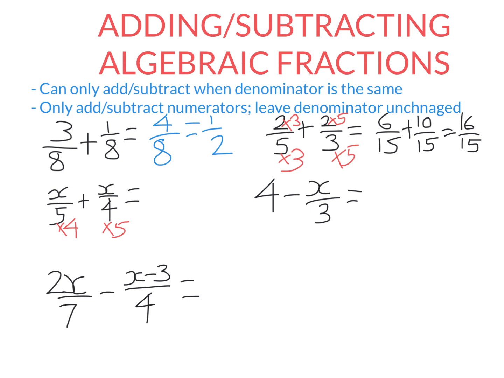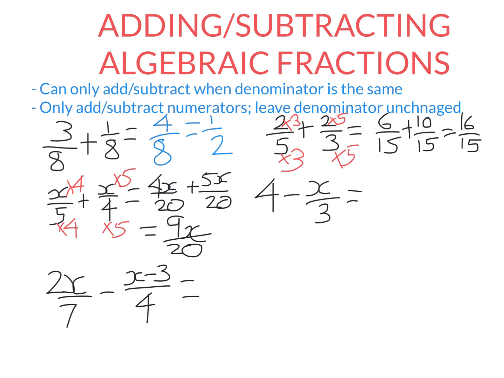So if I multiply the bottom by 4, I need to multiply the top by 4. Multiply the bottom by 5, I need to multiply the top by 5. So x over 5 is equivalent to 4x over 20. x over 4, that's the same as 5x over 20. So now that the denominators here are the same, I just add the numerators, 4x plus 5x. I leave the denominator, it never gets changed. That's my final answer.